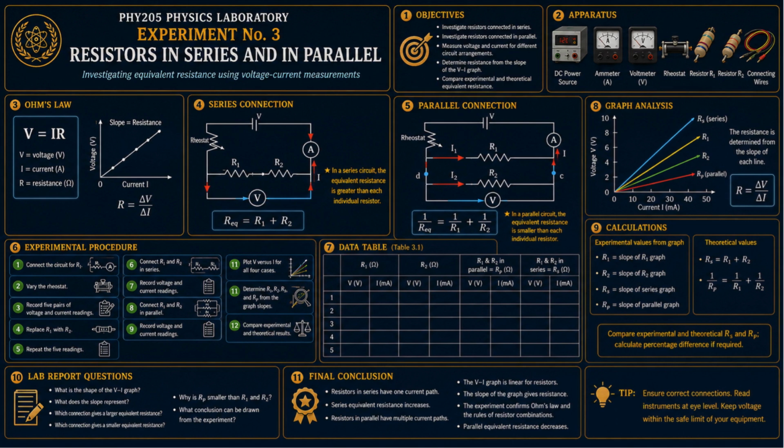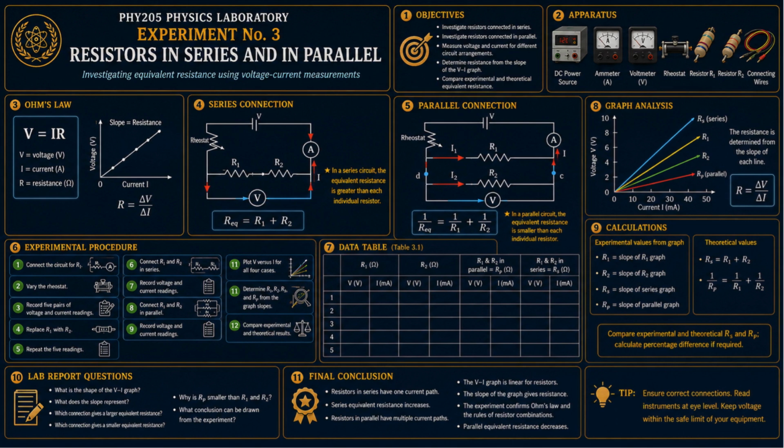5. Series connection. In a series circuit, the equivalent resistance is greater than each individual resistor: Req equals R1 plus R2. 6. Parallel connection. In a parallel circuit, the equivalent resistance is smaller than each individual resistor: 1 over Req equals 1 over R1 plus 1 over R2.